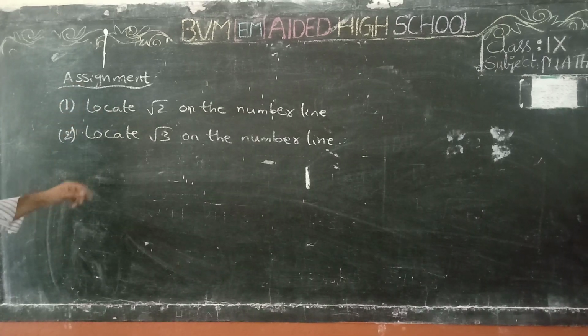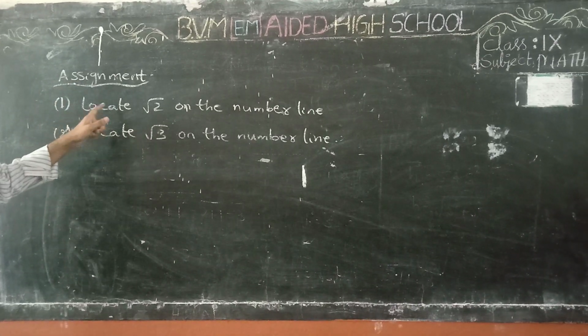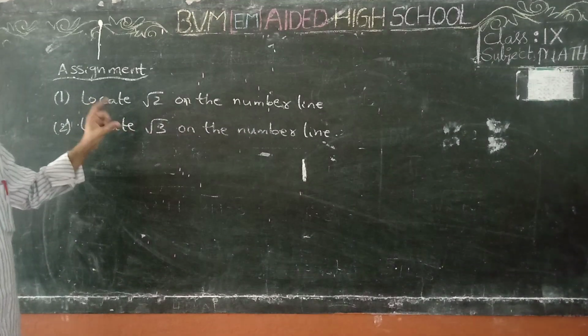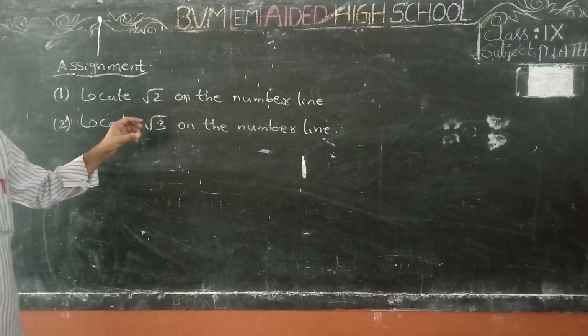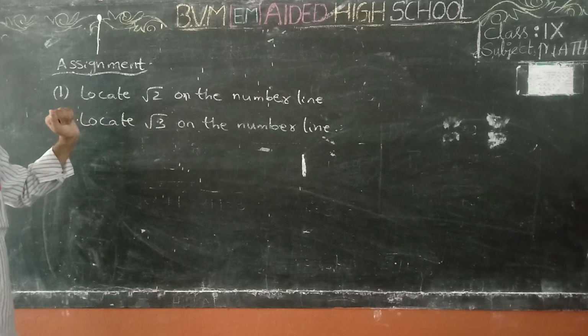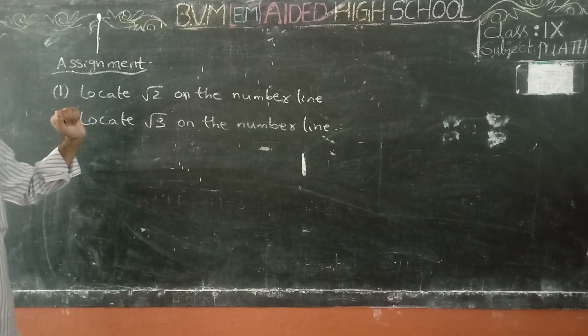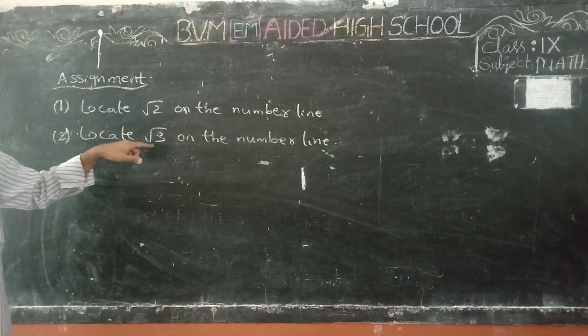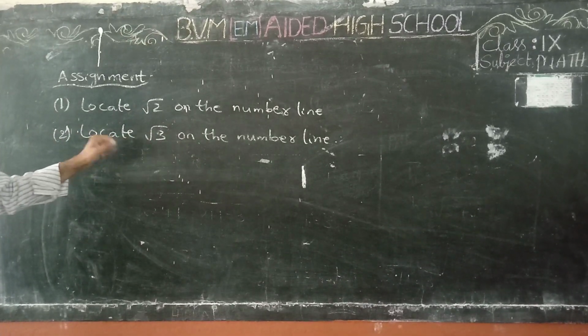So today's assignment is for practice. Locate root 2 on the number line, root 3 on the number line. Draw perpendicular lines using protractor or set square. Or you can use a compass also for drawing a perpendicular 90 degrees angle. So locate root 2 on the number line and root 3 on the number line using Pythagoras theorem.